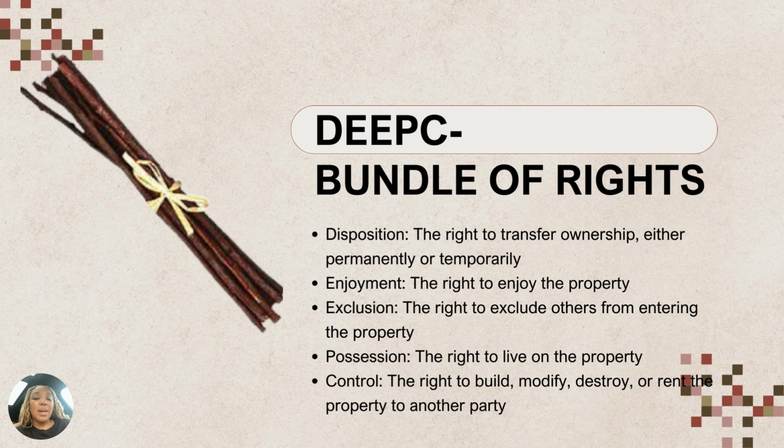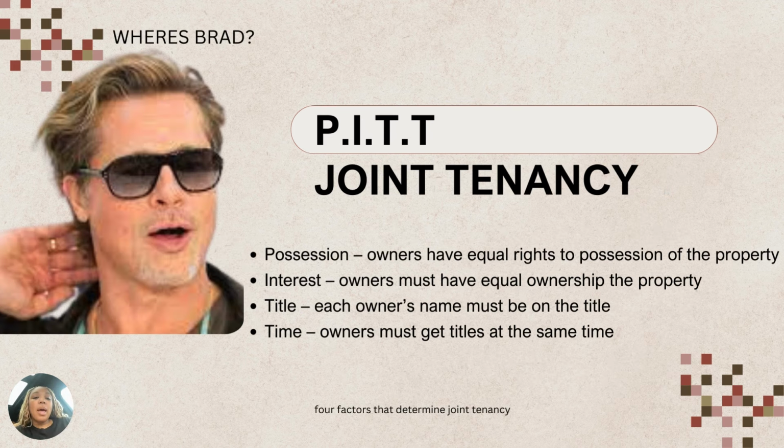So you will see that. If you see one that says disposition, enjoyment, possession, and conclusion, you know that's not right. You know conclusion is not one. Or if you see one that says area, you know that's not right, because it's D-E-E-P-C. It's DEEPC, okay?